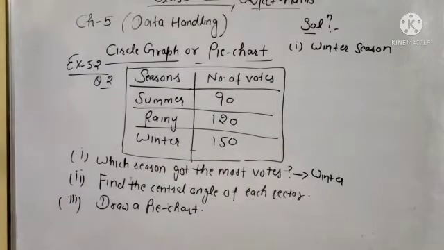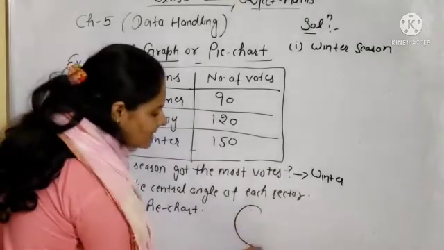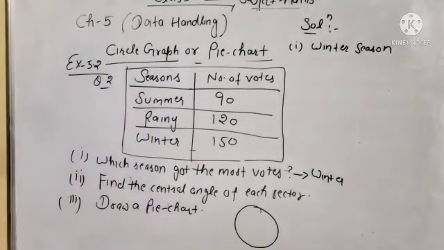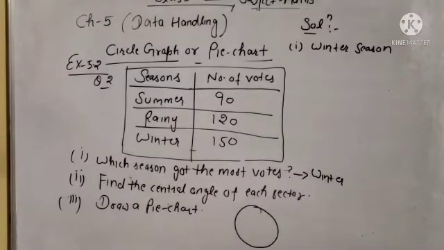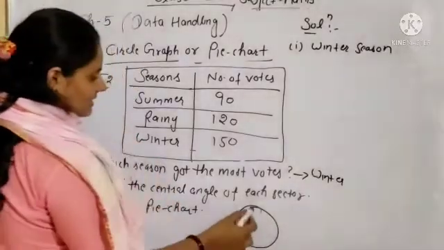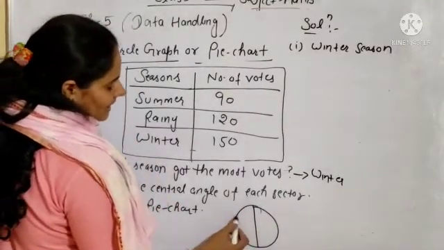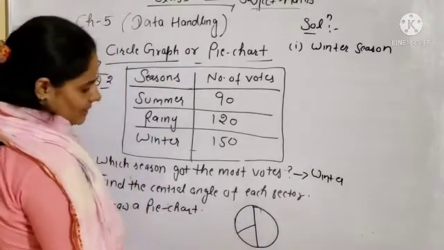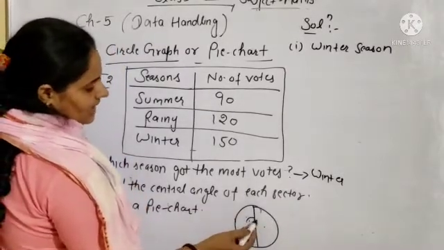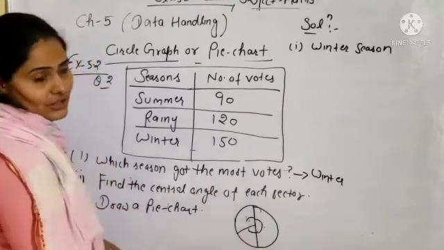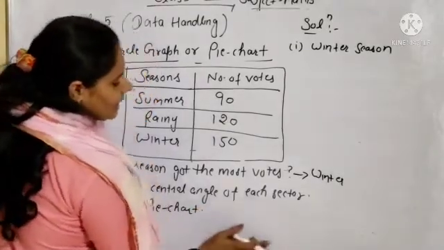Find the central angle of each sector. Central angle means, beta, when you are drawing a pie chart or circle graph, you will divide it into some sectors, and each sector will have a central angle. For example, if you are dividing it into 3 parts, this one is a central angle, this one is also, and this one is also. So you have to find the central angle of each sector.